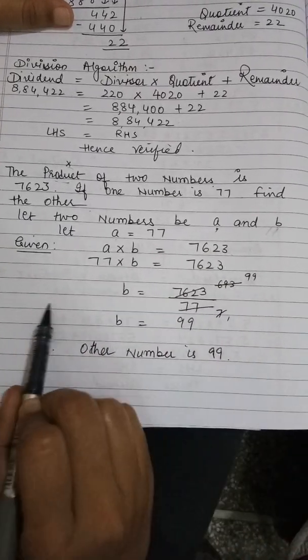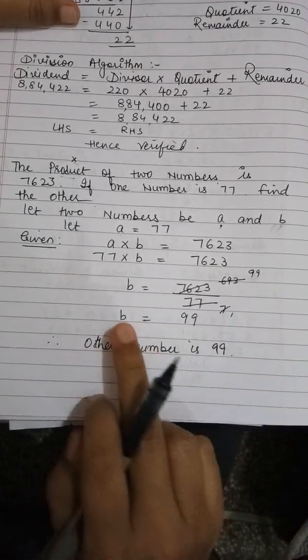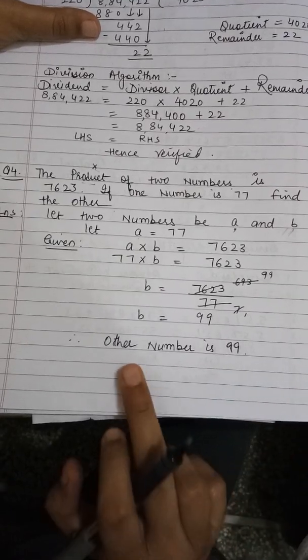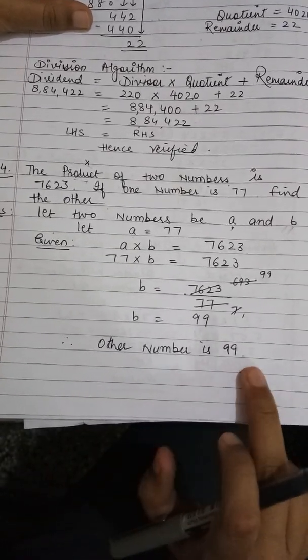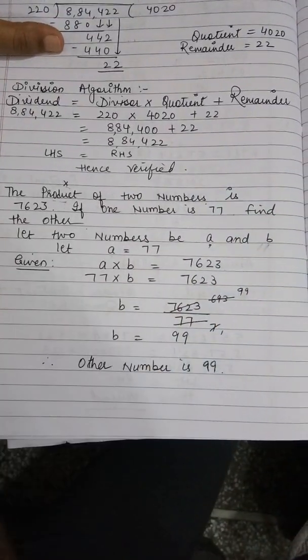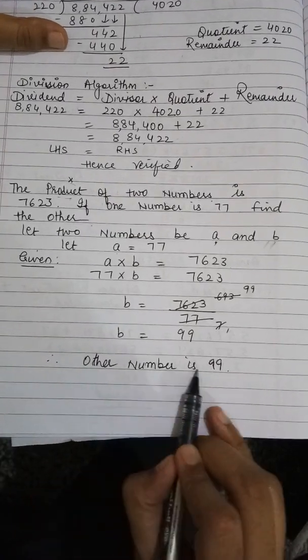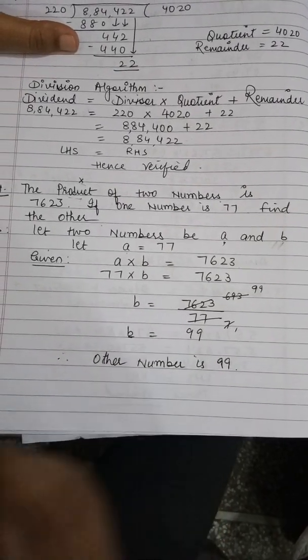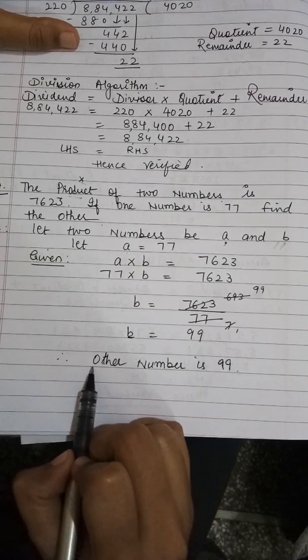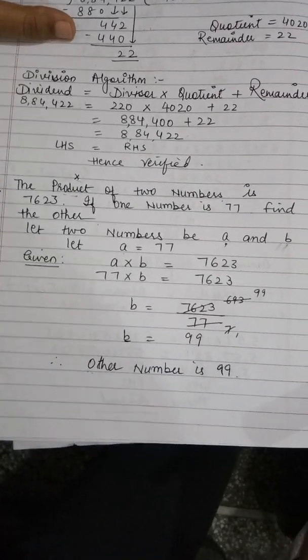Calculation I have explained to you. B is equal to 99. But here I am not going to stop my answer. I am going to write this line: the other number is 99, because they have asked to find the other number. This B was assumed by you. So that's why we are going to write here: other number is 99.